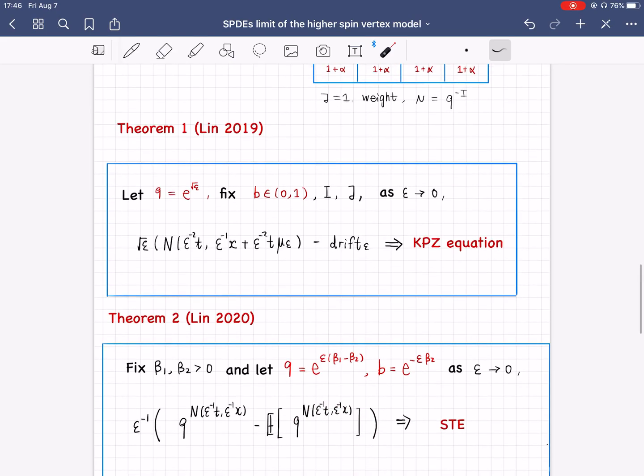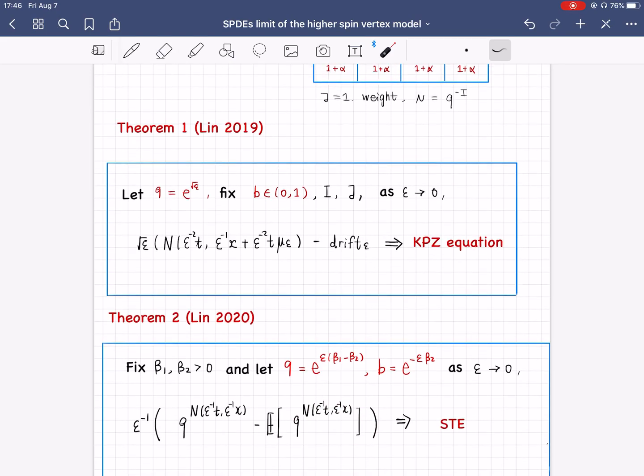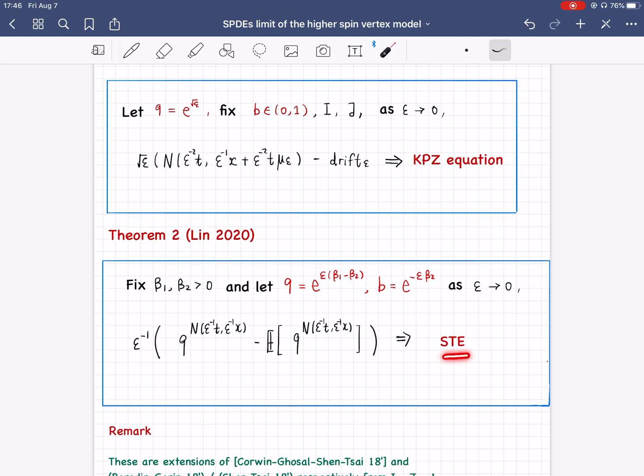For the second theorem, we look at our model on the quadrant. So instead of fixing b as in the first theorem, we let q and b both go to 1 at a certain rate. And we look at the fluctuation field of the exponential transform of this height function. We show it's governed by the stochastic telegraph equation, whose solution is actually given by a Gaussian field. And this weak convergence holds in the space of random continuous spacetime functions.